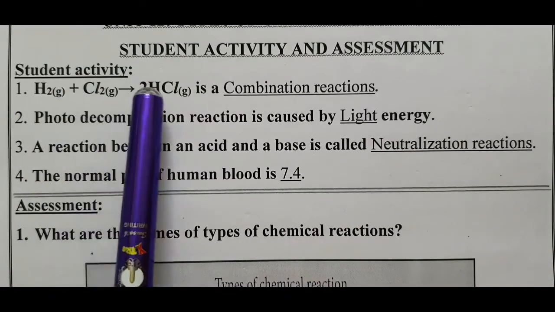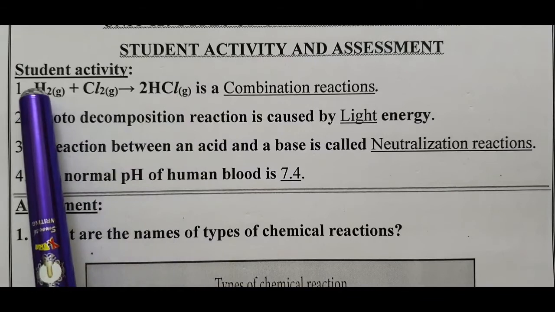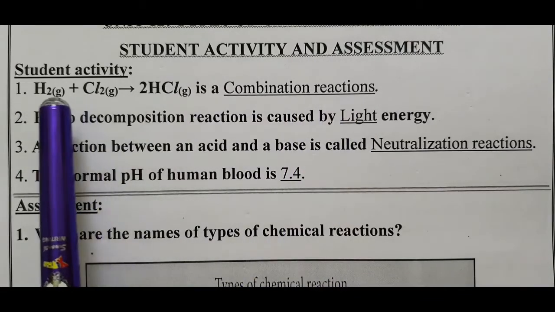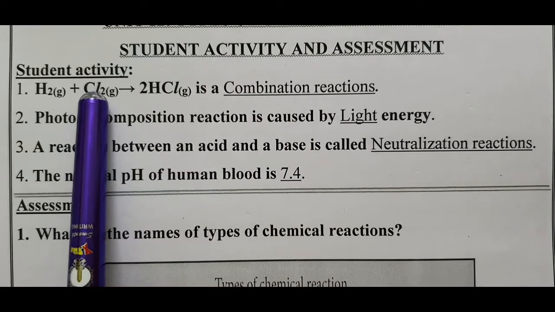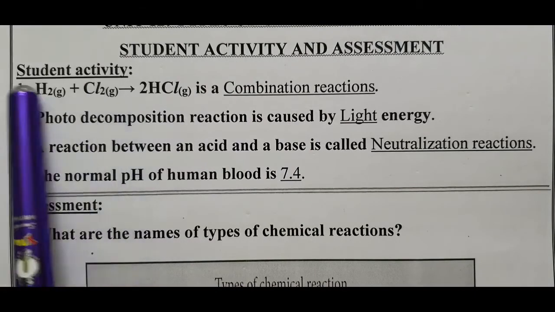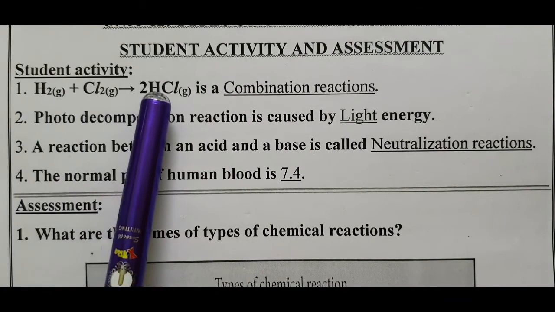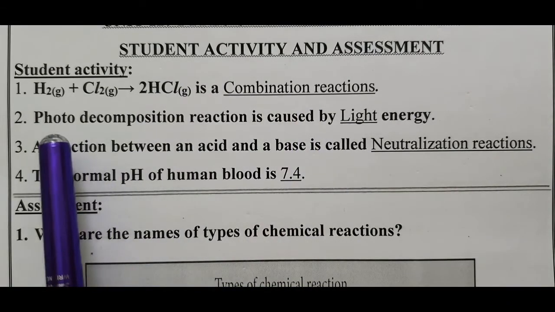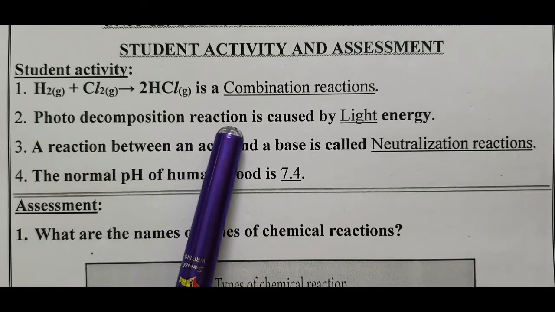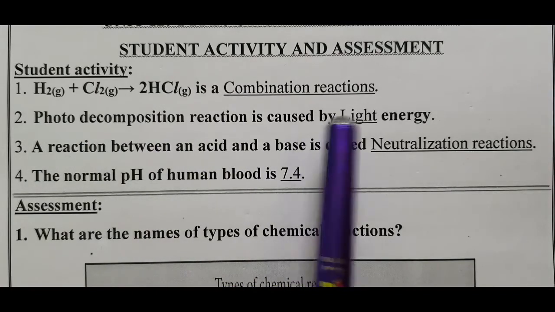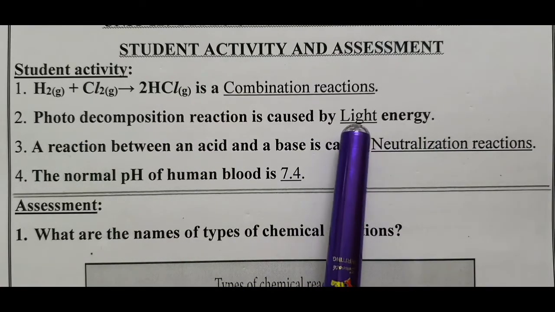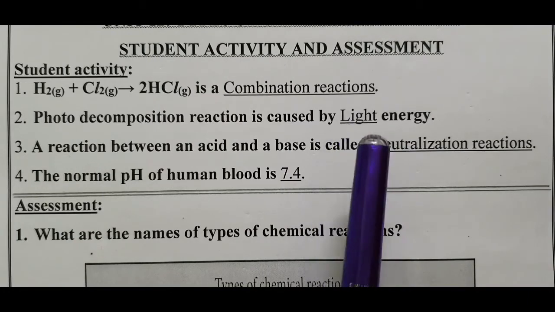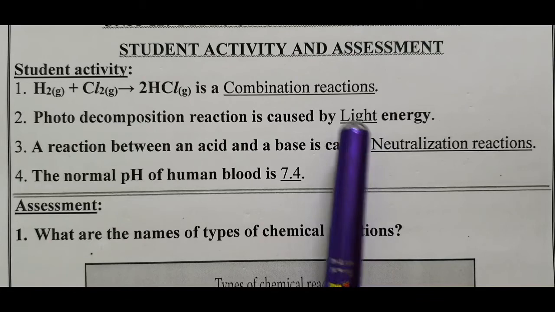H2 plus Cl2 gives 2 HCl is an example of combination reaction. In combination reaction, two reactants combine with each other to give a product, which is called combination reaction. Photodecomposition reaction is caused by light energy in the presence of photon of light. That light is indicated by putting h nu on the arrow mark.